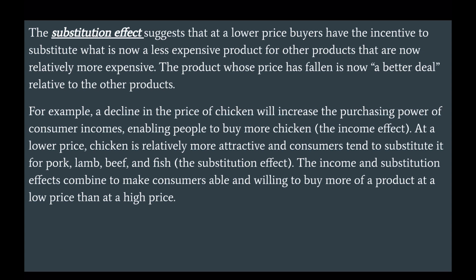The substitution effect suggests that at a lower price, buyers have the incentive to substitute what is now a less expensive product for other products that are now relatively more expensive. The product whose price has fallen is now a better deal relative to the other products. For example, a decline in the price of chicken will increase purchasing power of consumer incomes, enabling people to buy more chicken, the income effect. At the low price, chicken is relatively more attractive and consumers tend to substitute it for pork, lamb, beef, and fish, the substitution effect. The income and substitution effect combine to make consumers able and willing to buy more of a product at a lower price than at a higher price.